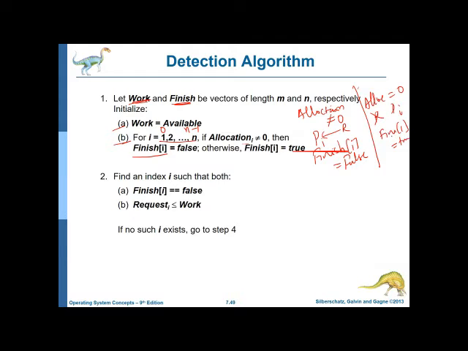So this goes on for every process, the ith process. For every i from 1 to n or 0 to n minus 1, if nothing has been allocated, finish is true. If something is allocated, it still has pending work to do. So this is a simple if-then-else: if allocation is not 0, then finish is false, else finish is equal to true. That is the basic idea.